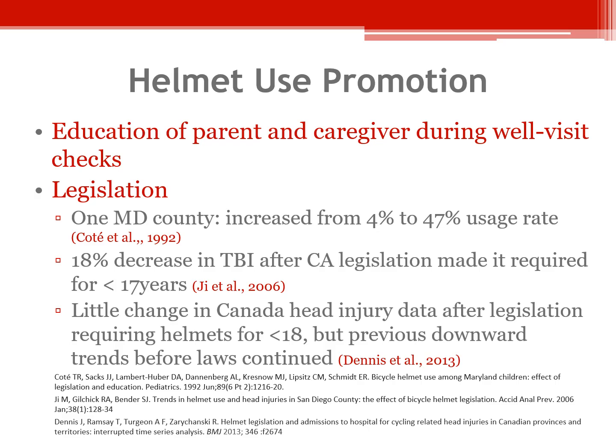In one county in Maryland, helmet use increased from 4% to 47% after legislation was proposed. It wasn't even enacted, it was proposed to make all people riding bicycles, adults and children, wear helmets. When California introduced legislation making it a requirement to wear a helmet if you were under the age of 17 and riding a bicycle, there was an 18% decrease in traumatic brain injuries after that.